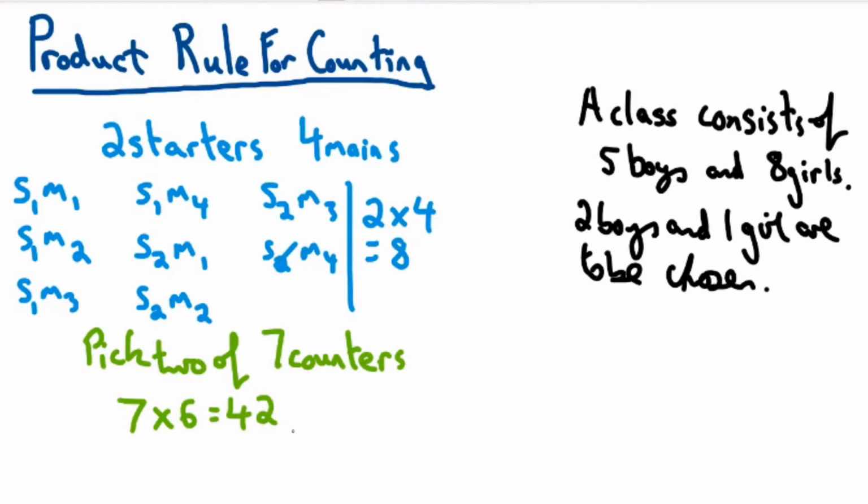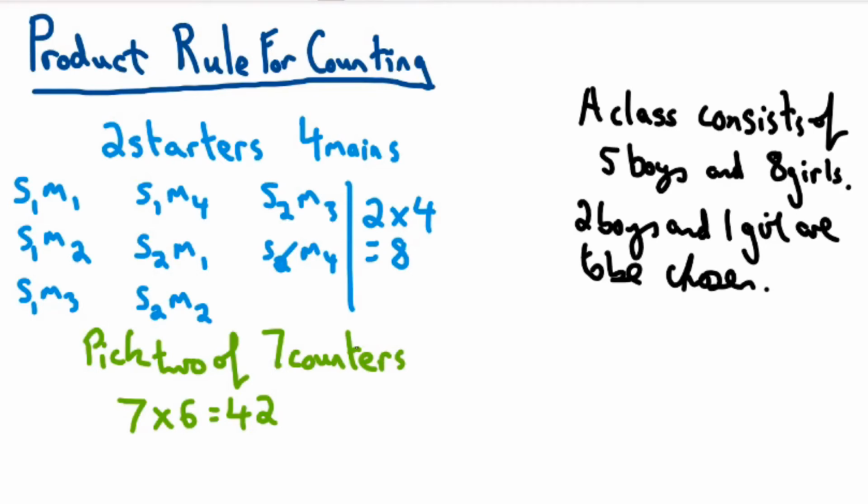So yeah, if you're picking 2 or more from the same category, you take that number in the category, and then for each one you take, you go down another. So if we'd taken 3, that then would have been 7 times 6 times 5. If there had been 12 counters and we were going to take 4, that's 12 times 11 times 10 times 9. Keep going down within that category for however many you are taking from that specific category.